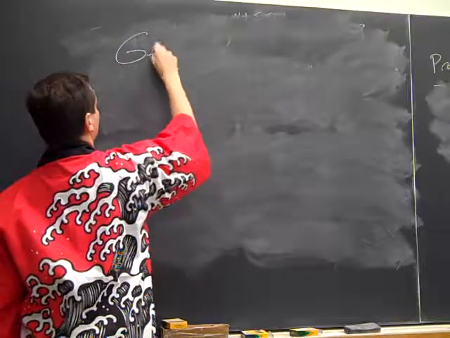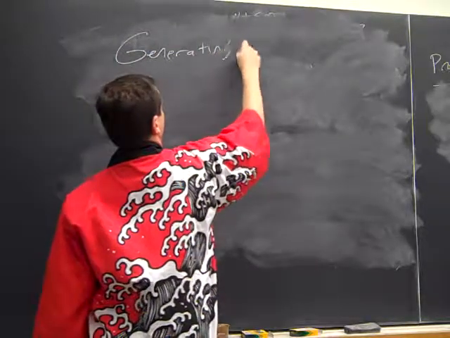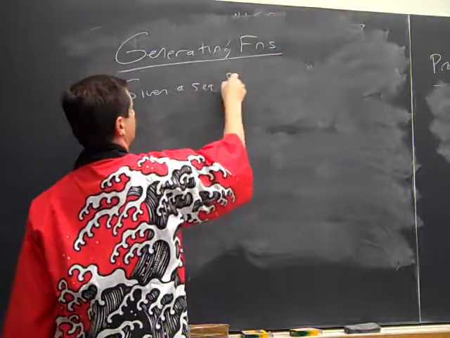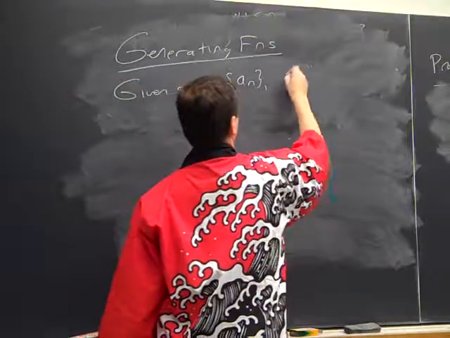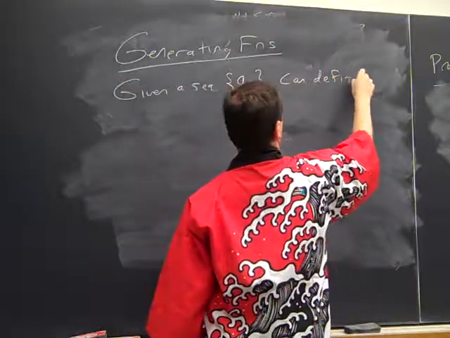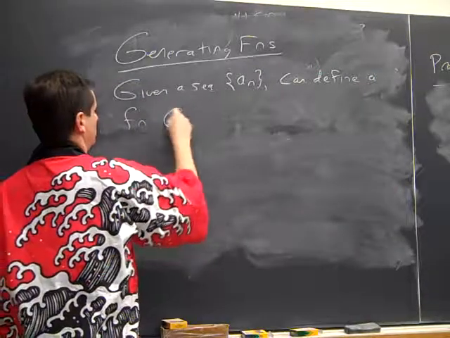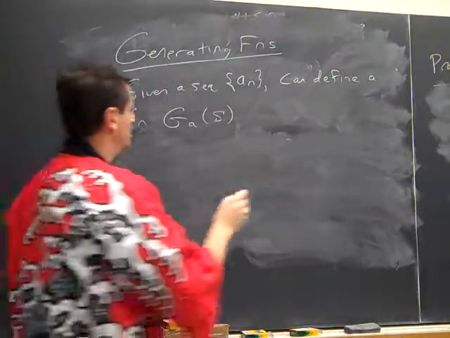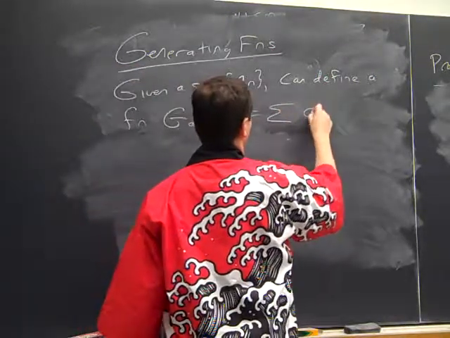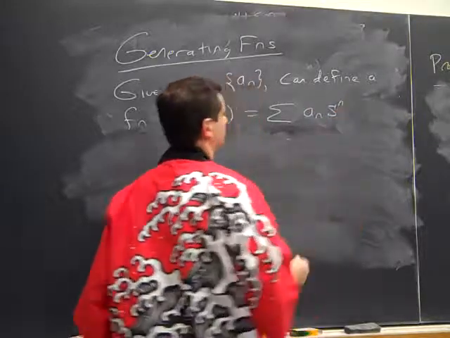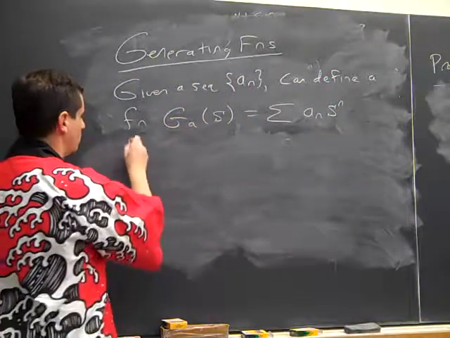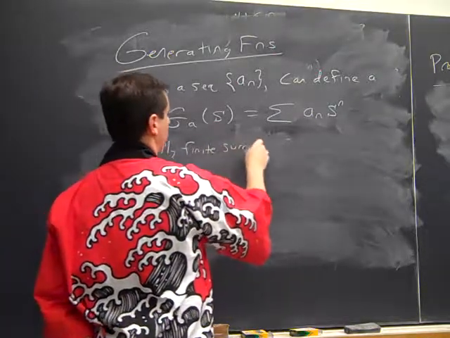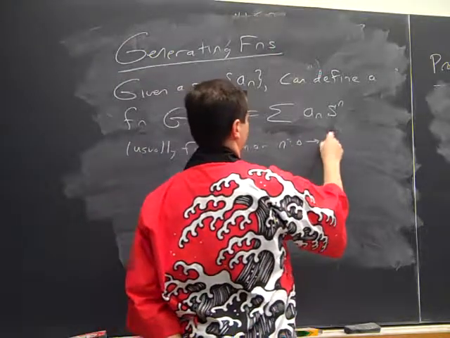I want to talk now about generating functions. And so, given a sequence a_n, we can define a function g_a, I think the book likes to use s, and I should be careful because the book is made, is the sum of a_n s to the n. Usually, there'll be a finite sum, or n goes from 0 to infinity.